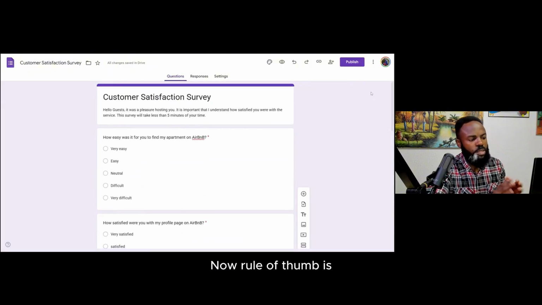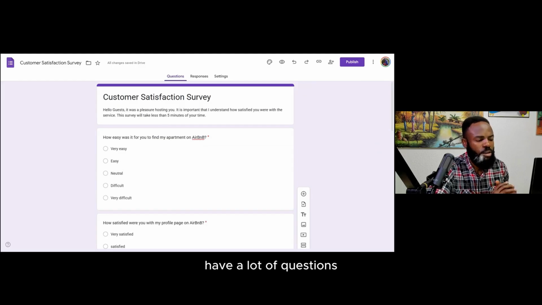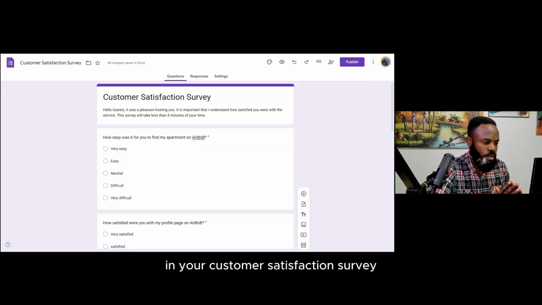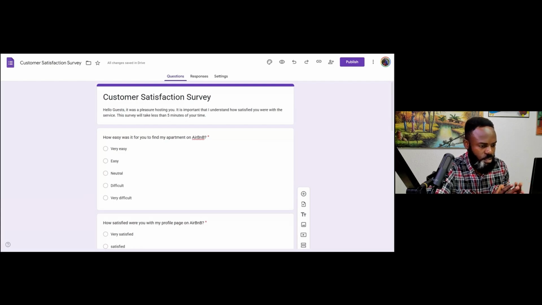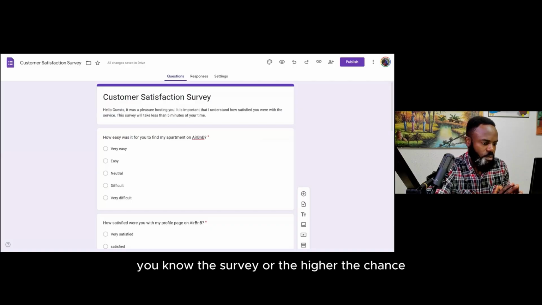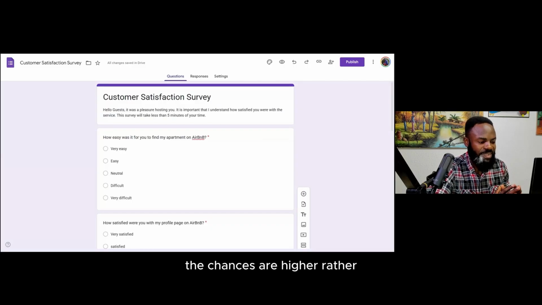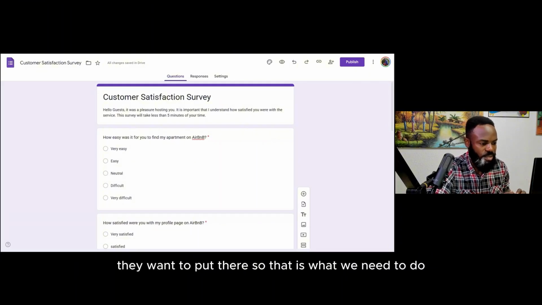Now, rule of thumb is you shouldn't have a lot of questions in your customer satisfaction survey. The more your questions are, the less likely people would complete the survey, or the higher the chances are, rather, that people would just put whatever it is they want to put there. So that is what we need to do.